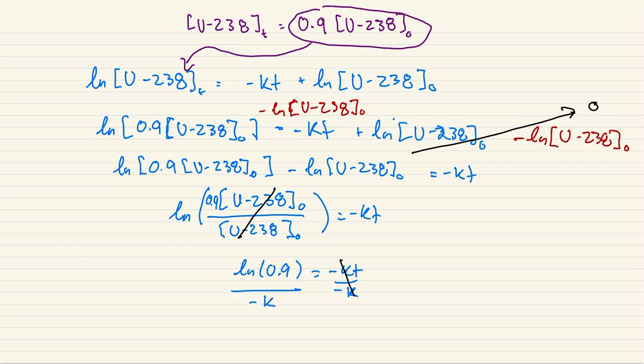Cancels out, and we get T is equal to minus ln 0.9 over K. Oh wait, yes, minus sign. Just doing a step in my head. All right, so once you get to this step right here, you can plug in what you solved for the new rate.